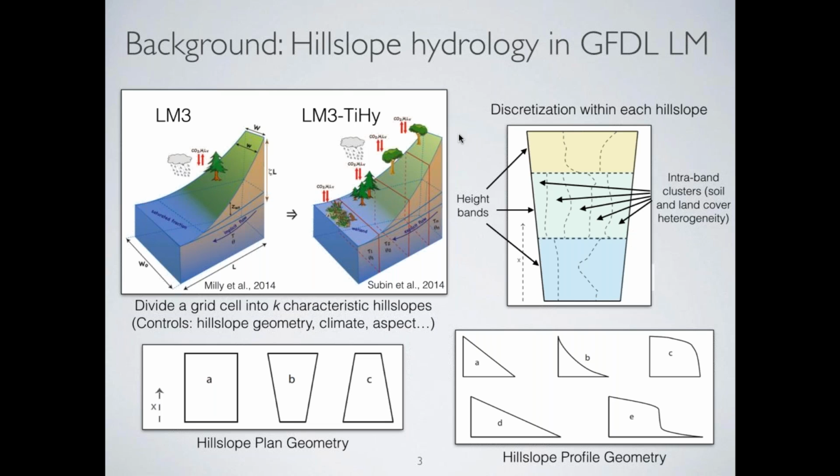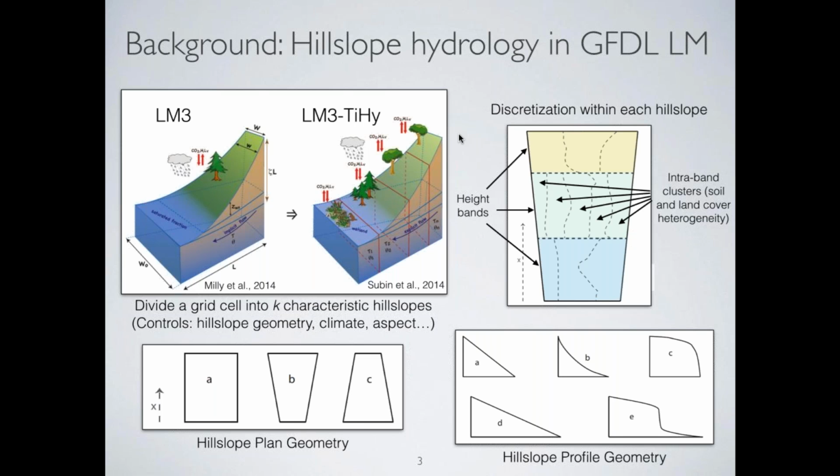The main idea is that a few years back, Chris Milly developed, through LM3, these implicit hill slopes, so you have different characteristic hill slopes within a grid cell. And then in 2014, Zach Subin took these hill slopes and discretized them. So what we have is characteristic hill slopes, which are discretized into what we're going to call height bands. And within each height band, we have intra-cluster heterogeneity, so you might have land cover, soil properties, etc. Each of those characteristic hill slopes will have their own properties, so they might be convergent, divergent, uniform, and they might be convex, concave, etc. And this is the model that was developed 3 years ago.